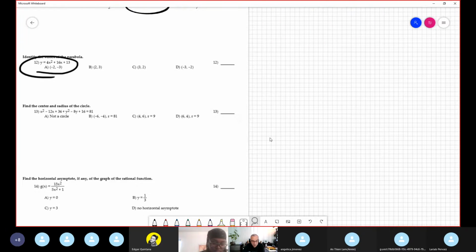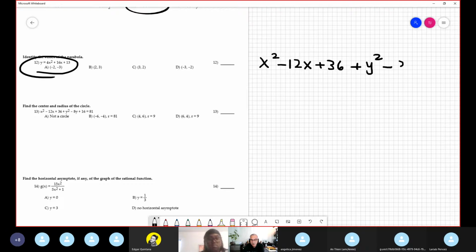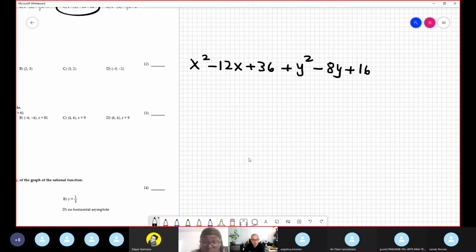So it's x squared minus 12x plus 36 plus y squared minus 8y plus 16 equal 81. Wow, easy, because this trinomial is completed the square already. Somebody did that, not me. And the factorization of this one is x minus 6 squared.